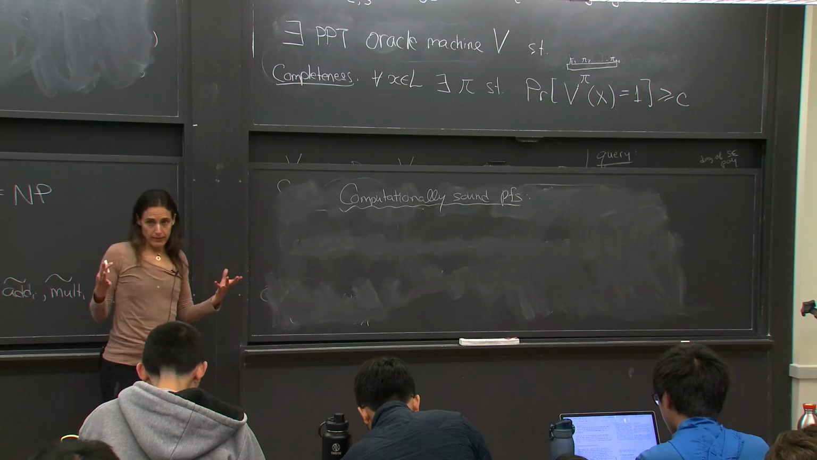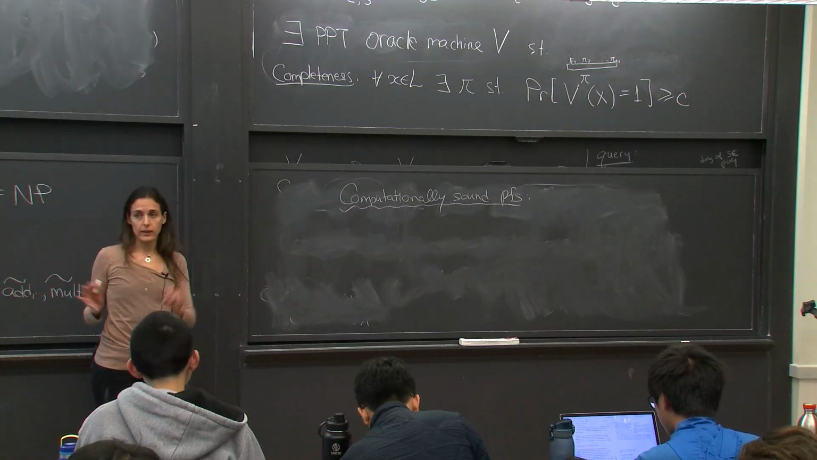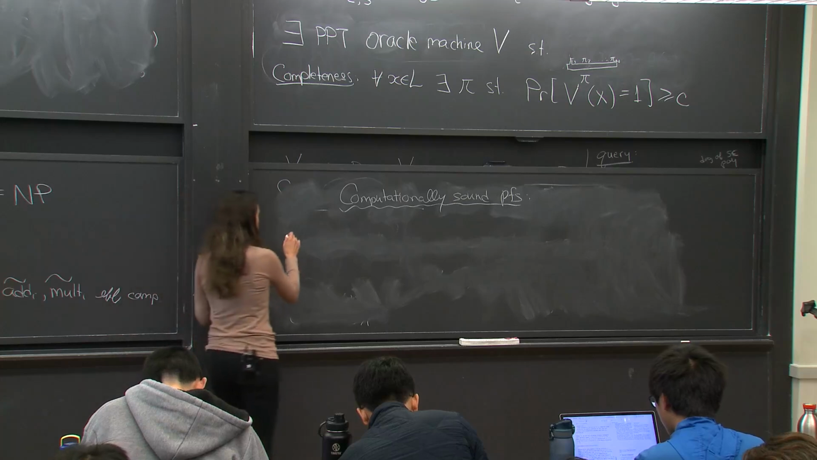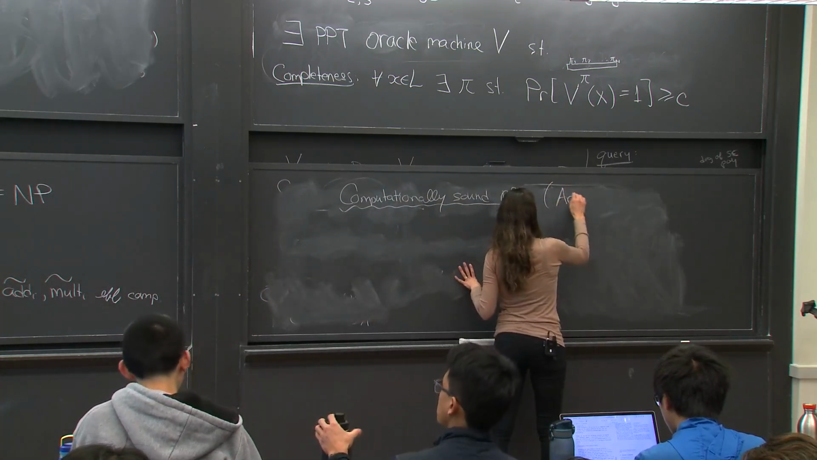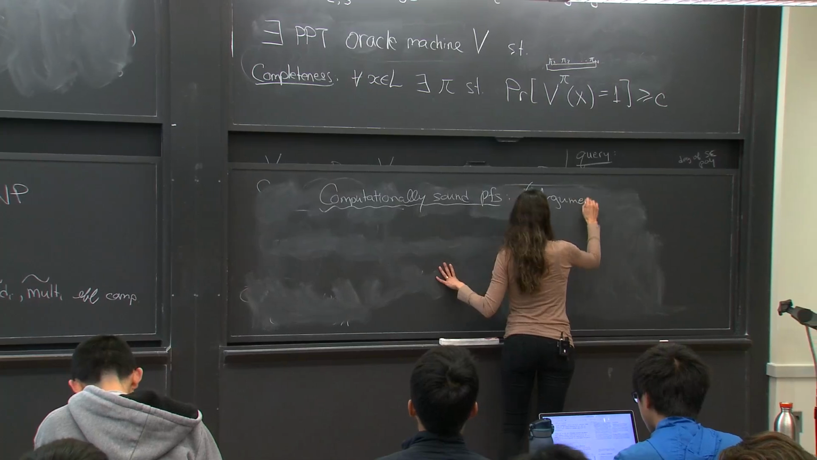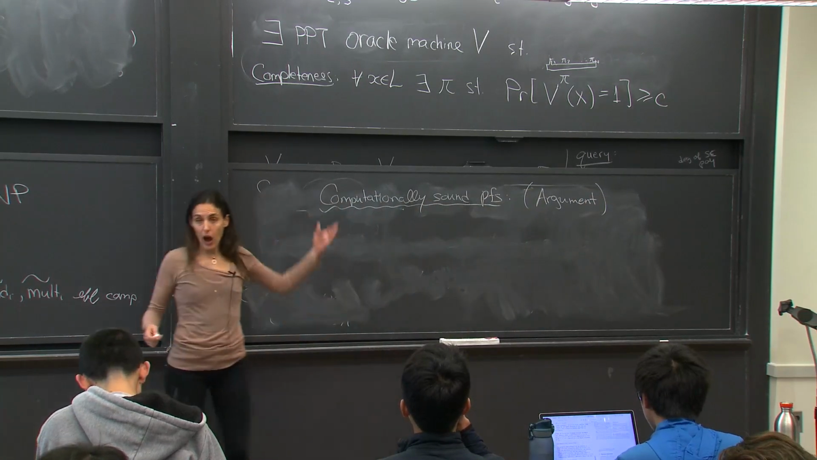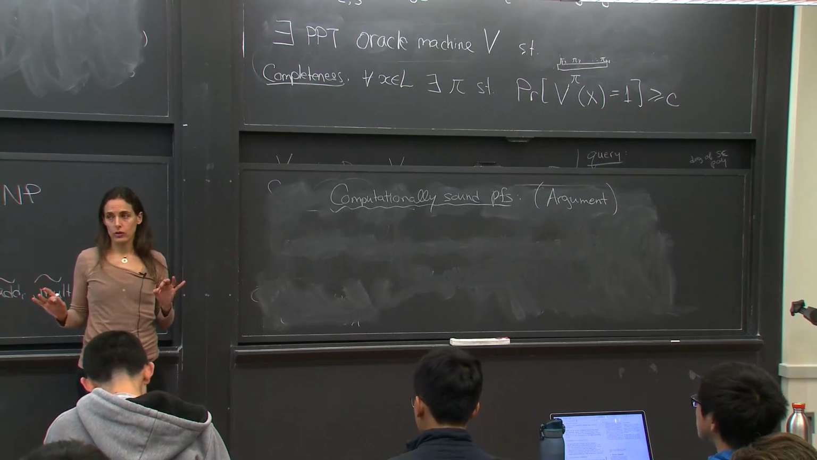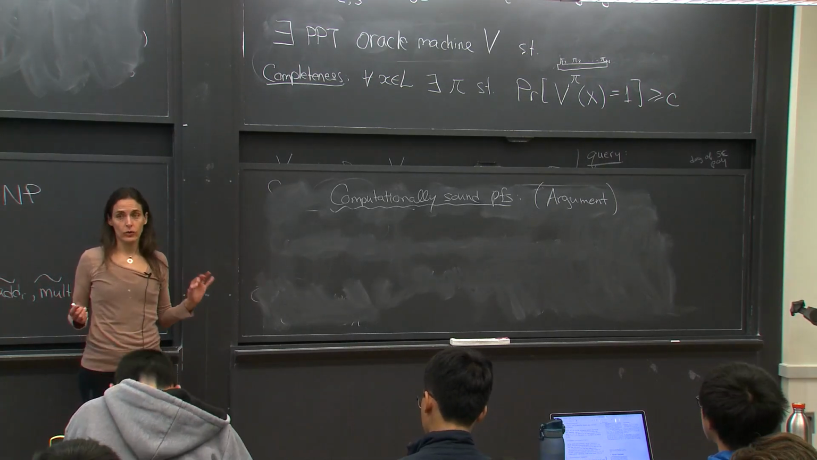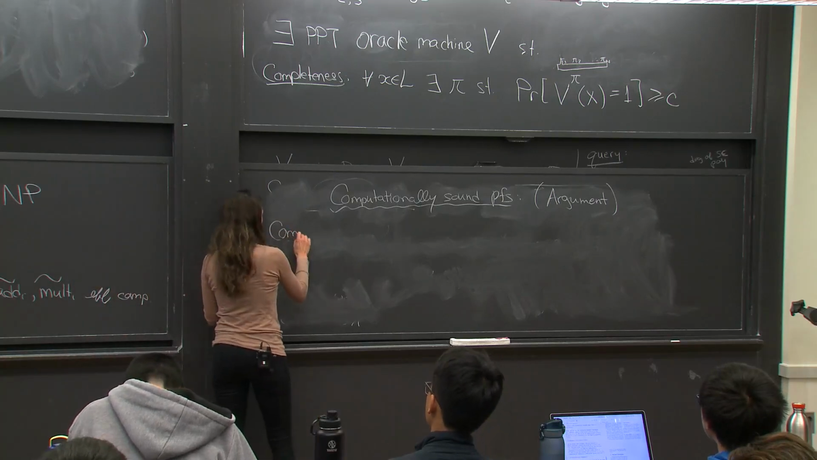So the completeness is the same. If you want to prove that something is true, you succeed. But the soundness condition is different, and this is also called an argument. The difference between an actual proof and an argument is in soundness. That's the only difference. So let me just tell you what the soundness condition is here. It's a computational soundness condition.